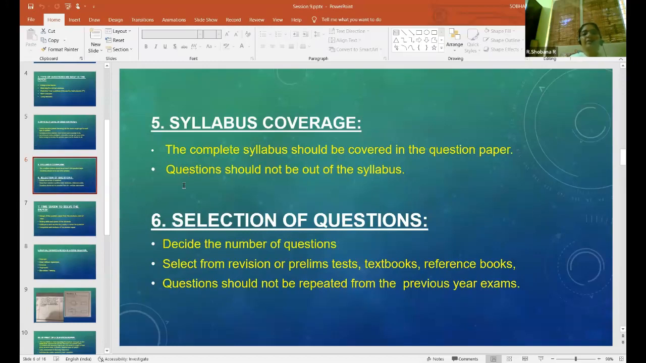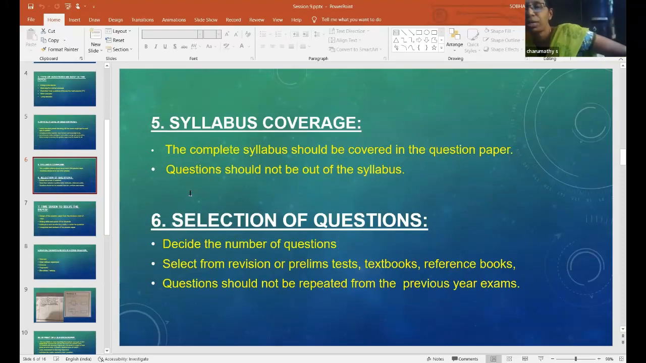And questions should never be out of syllabus. This is one more important point. We sometimes give questions from chapters we have not taken, or include concepts we have not taught in the class. Then after correction, they will all come to us and say this was not taught in the class, so we want marks for that particular question, and we will be in a very uncomfortable situation. So syllabus coverage must be uniform in the question paper.